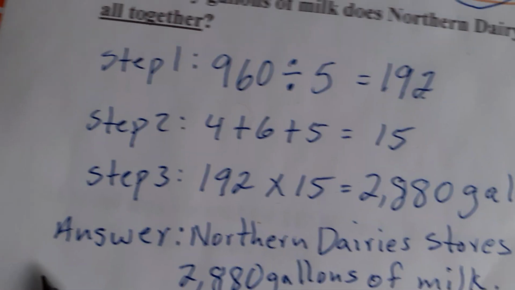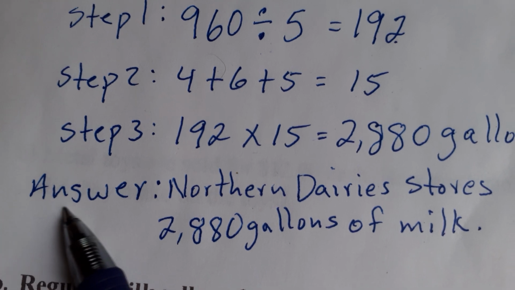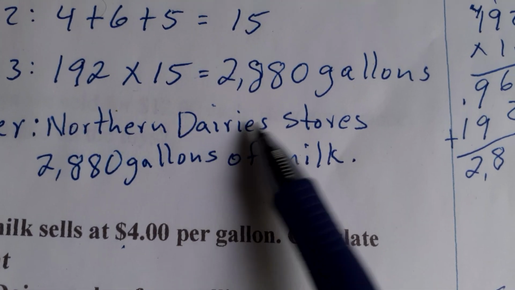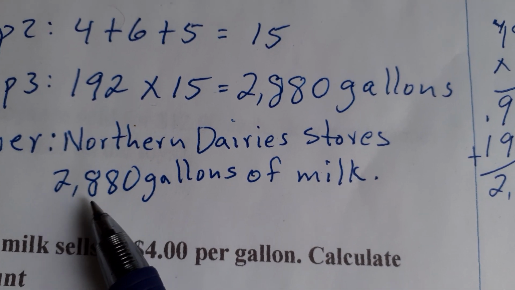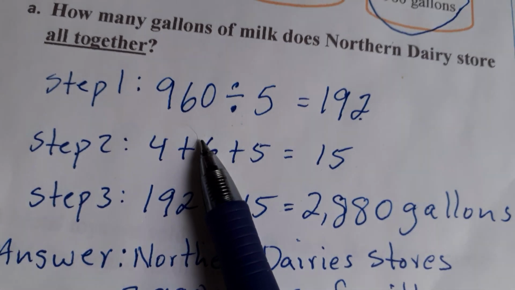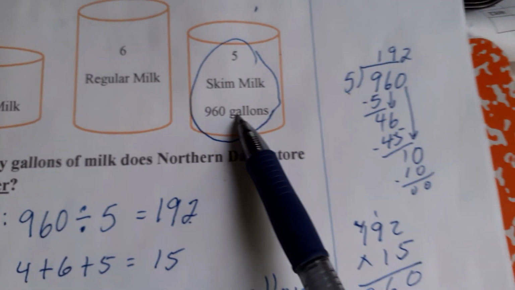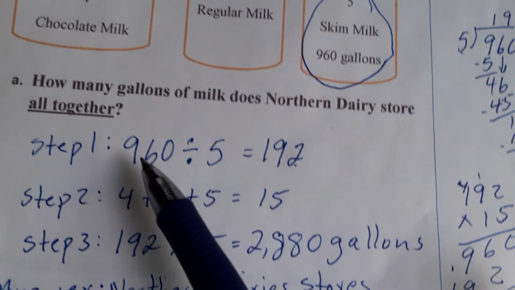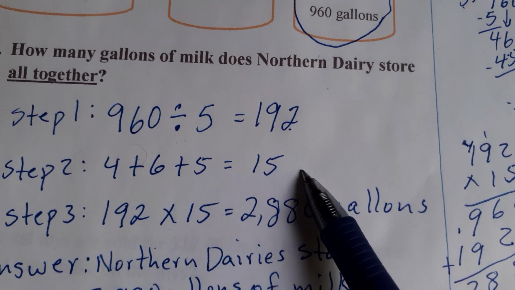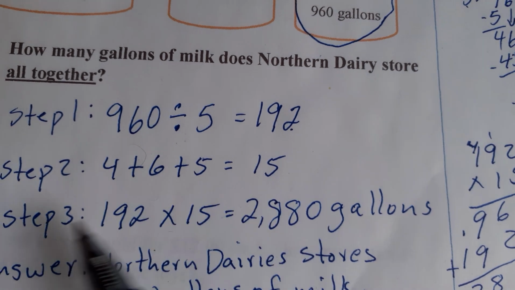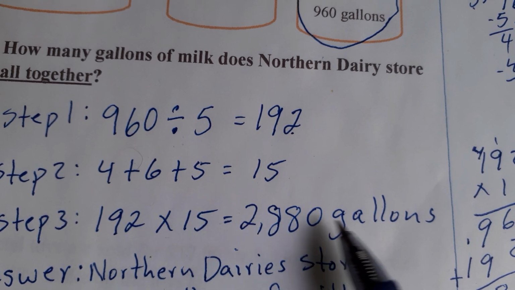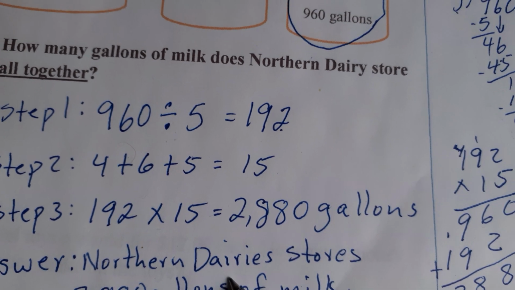And then we write our answer. Please make sure that you write the complete word answer, not just the abbreviation. So Northern Dairy stores 2,880 gallons of milk. Okay, so step 1, 960, which is the amount that is given to you. 960 divided by 5 is 192. Step 2, find the sum of the ratios, which is 15. Step 3, multiply the rate by the sum of the ratios, and that gives you the total amount of milk that Northern Dairy stores.